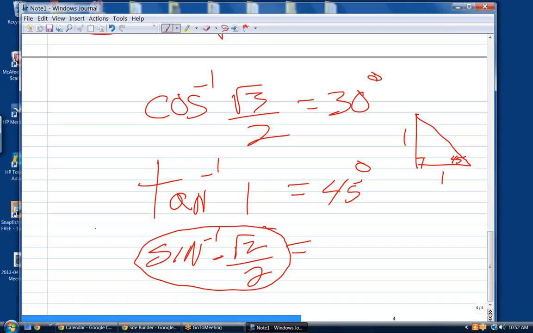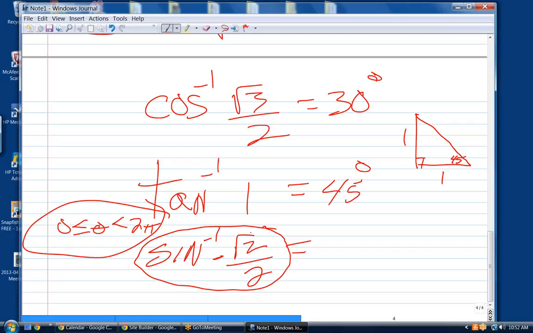Unless, of course, they say that theta is greater than or equal to 0 and less than 2 pi, in which case they want both of them. But if you put the inverse sine of negative root 2 over 2 into your calculator, it will give you only the fourth quadrant answer.